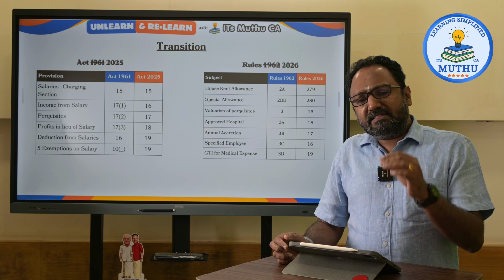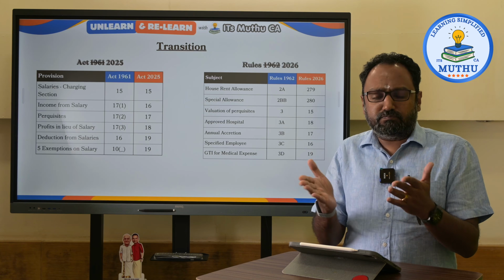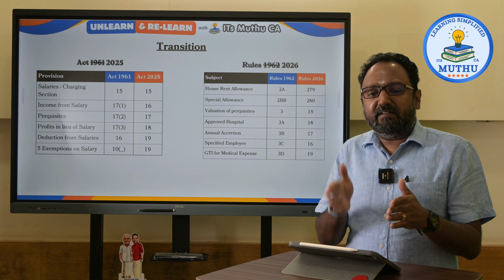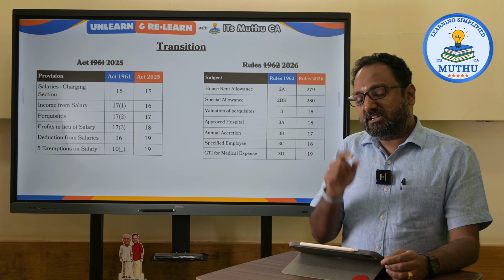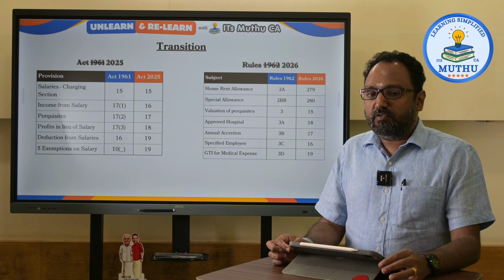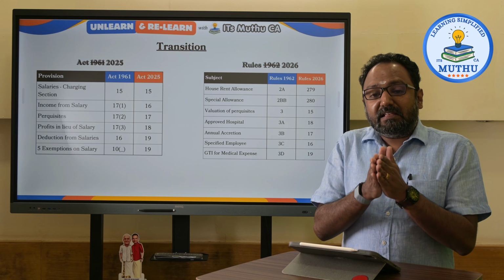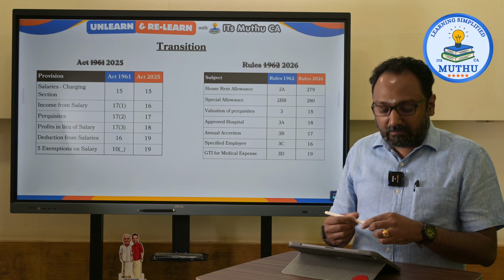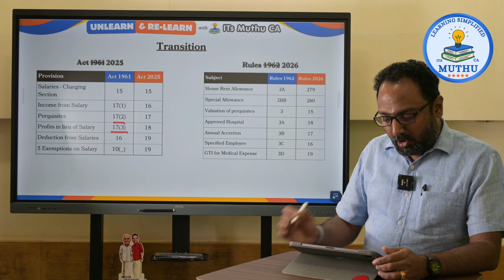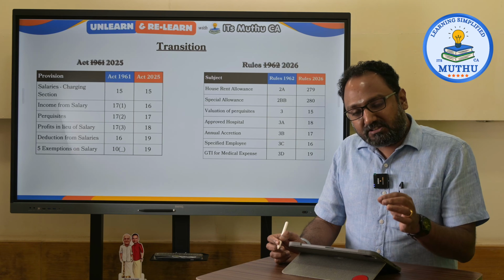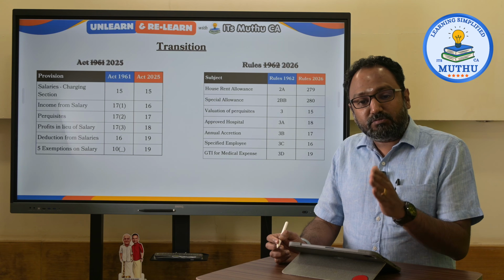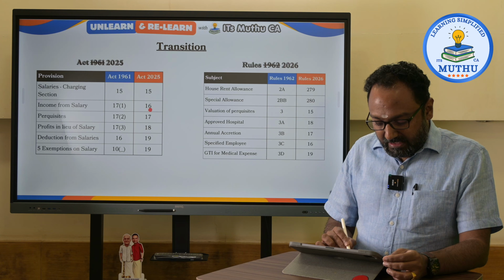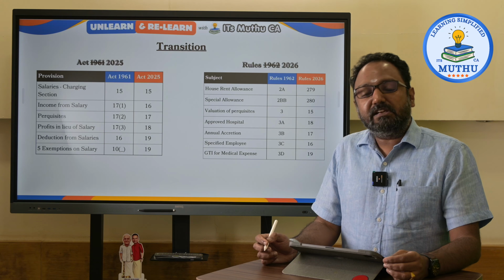If you actually look at it, salary was a very small chapter. It only had 3 sections, 15, 16, 17 in your Act 1961. Now this is slightly modified in the new Act 2025. The charging section, that is section 15, continues to be section 15 in Act 2025 also. The salary heads were divided into 3 categories: salary under 17(1), perquisites under 17(2), and profits in lieu of salary in 17(3). Now these 3 are retained as they are, but in 3 different sections: 16, 17, 18. So 16 will be salary, 17 will be perquisites, and 18 will be profits in lieu of salary.